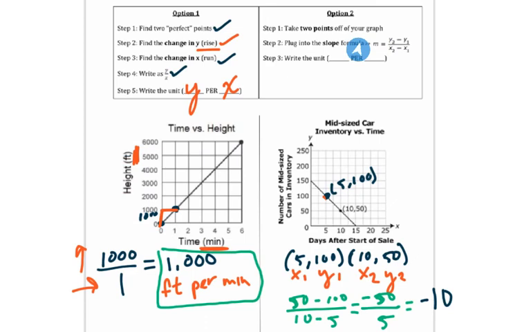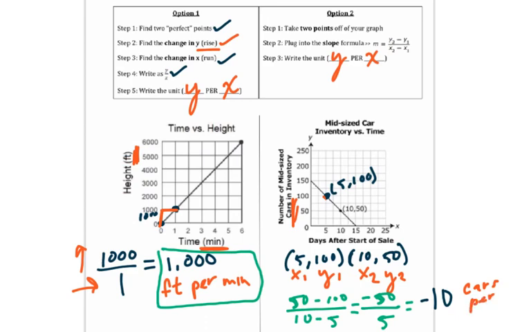I used this option which said take 2 points off of your graph. Okay, that's a point. That's a point. Plug your numbers into the slope formula. Easy. Y2 minus y1 over x2 minus x1. Then write your final unit as the y per the x. So in this one, the y is talking about the number of mid-sized cars.